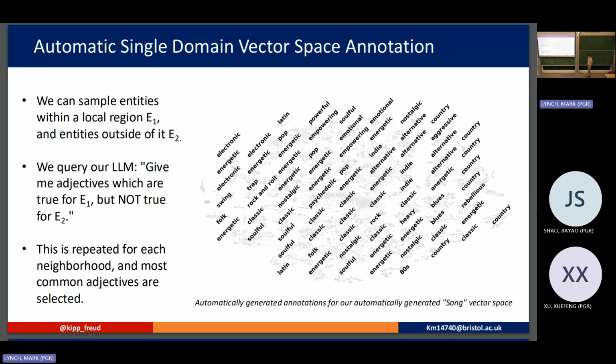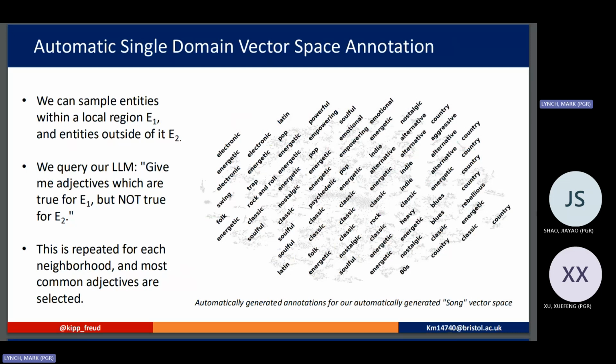But we can go one further. Whereas in a lot of these vector space-based approaches, the vector embeddings themselves are quite inscrutable, with our method, we can build sort of interpretable labels by randomly sampling entities within a certain local neighborhood, and then sampling entities from outside that local neighborhood, and querying our large language model, saying, give me 5 adjectives which are true for the entities in this local neighborhood, but not true for the entities outside of this local neighborhood.